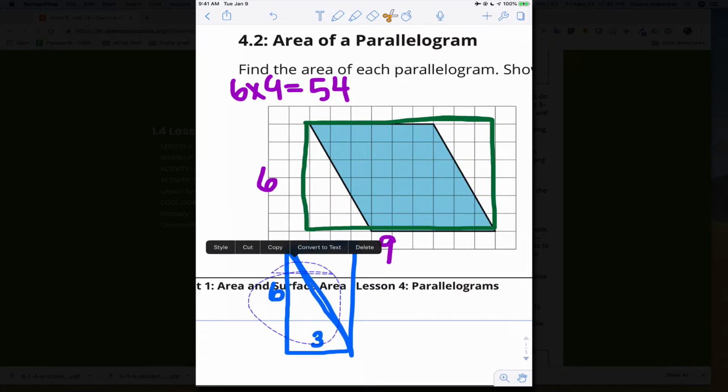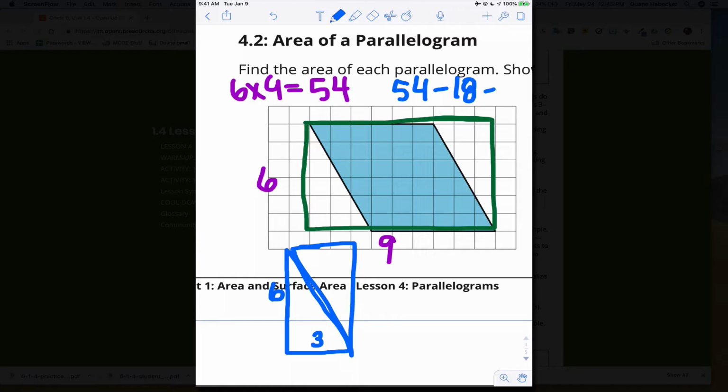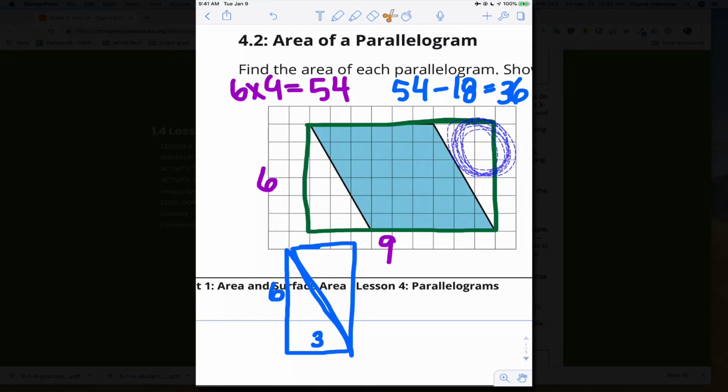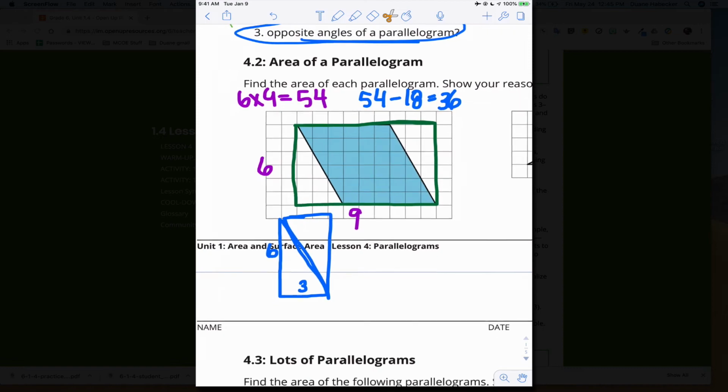And so we need to subtract 18 from the area of 54. We need to do 54 subtract 18, and that's how we're going to get our answer. And what is that? It looks like it's 36. The area of the entire rectangle is 54, but subtract out the fact that this triangle plus this triangle equals a rectangle of 18. So 54 minus 18 is 36. So we have a variety of ways that students might approach finding the area of this parallelogram.